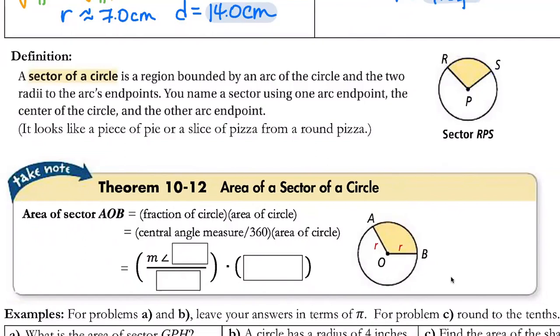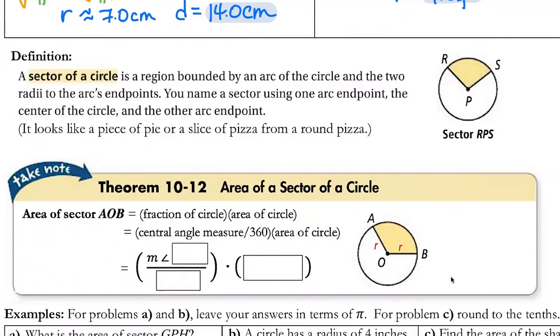Okay, when you name the sector, you name it by the central angle. So RPS. If we write angle in front, then we're talking about the angle. If we write sector in front, we're talking about this region, that whole entire part right there. Okay, that's called a sector.